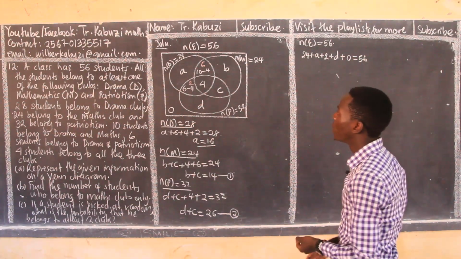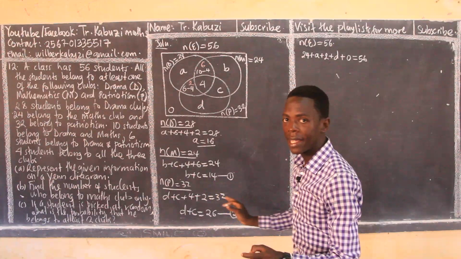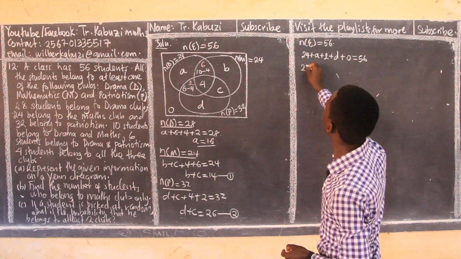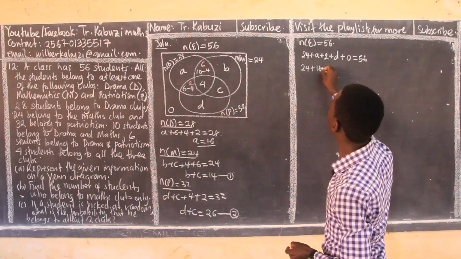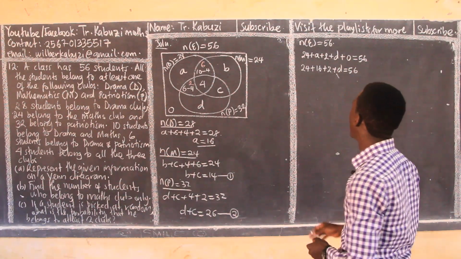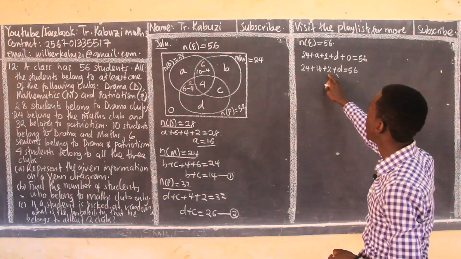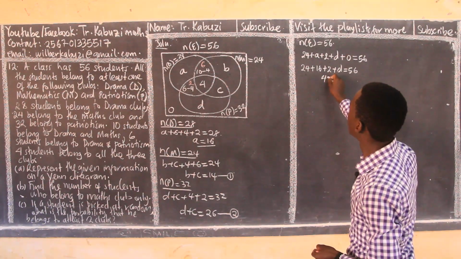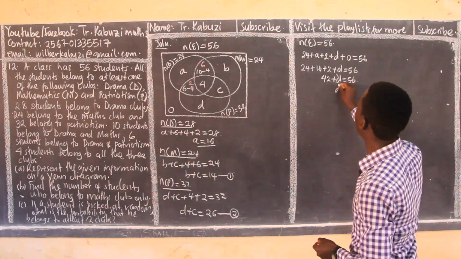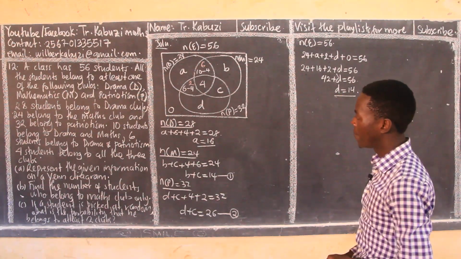Even if you say this plus this plus this plus this plus this plus this plus this plus this equals that, the same answer. But you know that from here our A is 16, so I now have 24 plus 16 plus 2 plus D equals 56. And then this one is going to be 40. When I add this to this, I'm going to get 40. This will be 42. So 42. Take this side, so that our D is going to be 14. So I have my D from there.